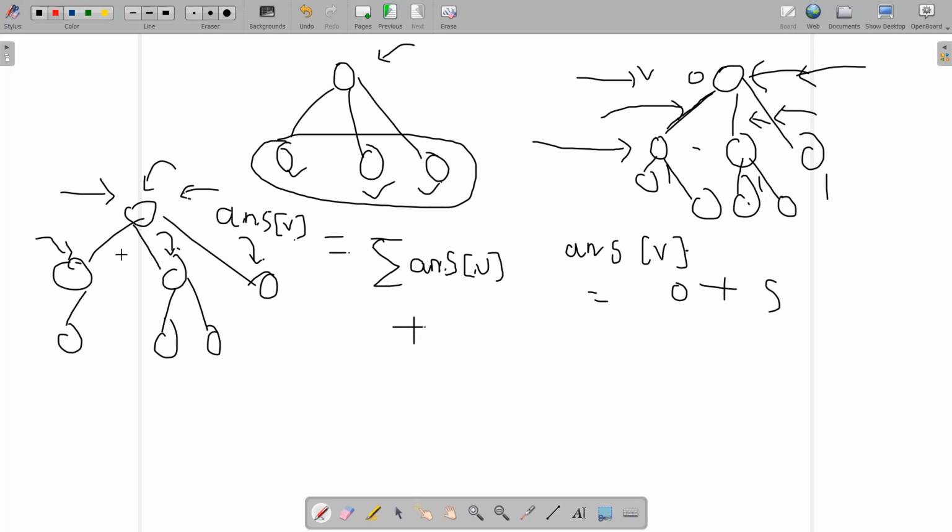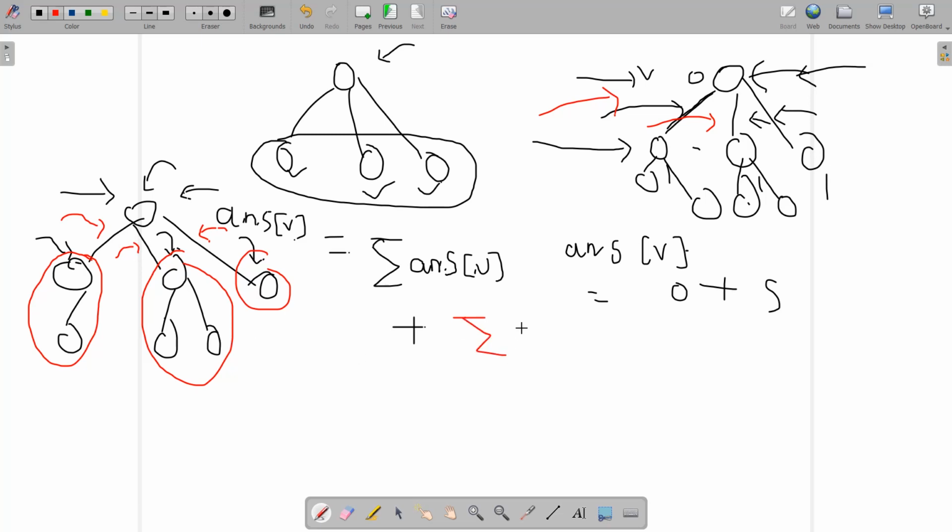For all these nodes, let me color them in red. You can see that for all these nodes there is an extra edge that is being added. That is what I'm going to explain over here. You can see this extra edge has been added, this extra edge has been added. So in other words, our answer will be incremented by summation of subtree of u, where u is the child node of the node v. So this will be our answer for the current state.